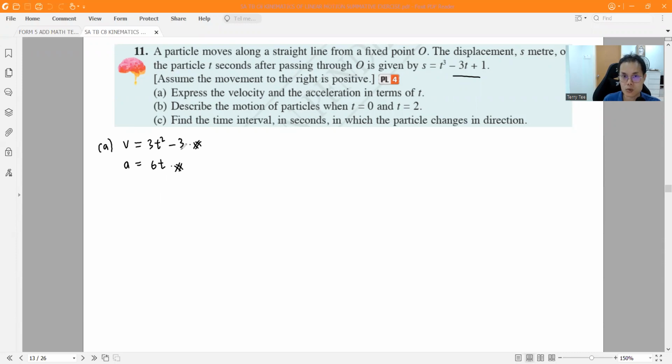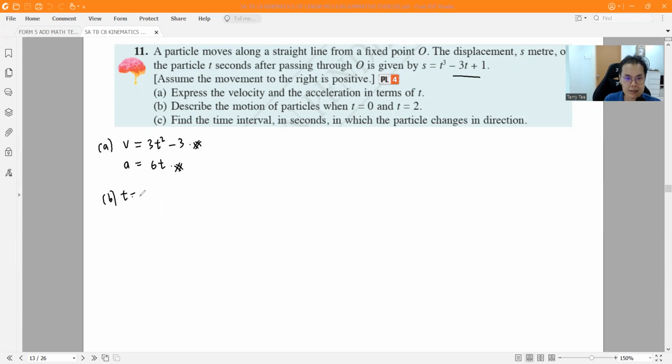And just differentiate twice. B. Describe the motion of the particle when t is 0 and t equals 2. Okay, actually I got all three. I got displacement, I got velocity, I got acceleration. All right, so we can find all three.